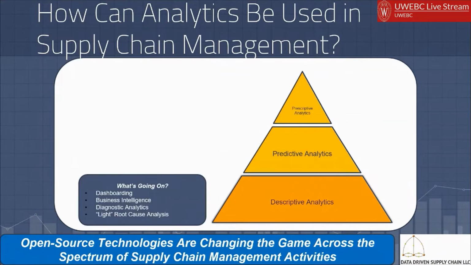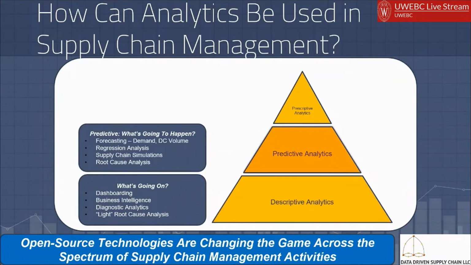Now, descriptive analytics, the biggest and most important part of the pyramid, includes business analytics and diagnostic analytics of the supply chain. How many of my trucks arrived on time? How productive were my plants? How about my warehouses? How are these metrics trending? And are any of them worrisome?